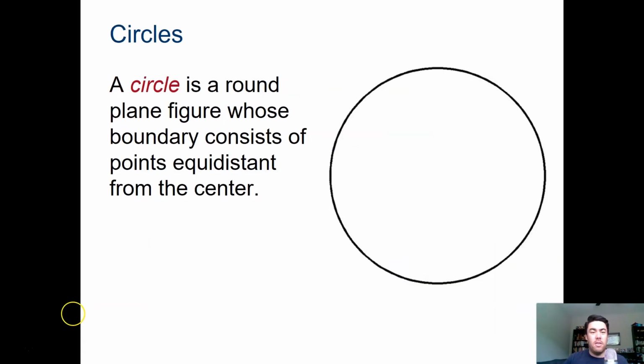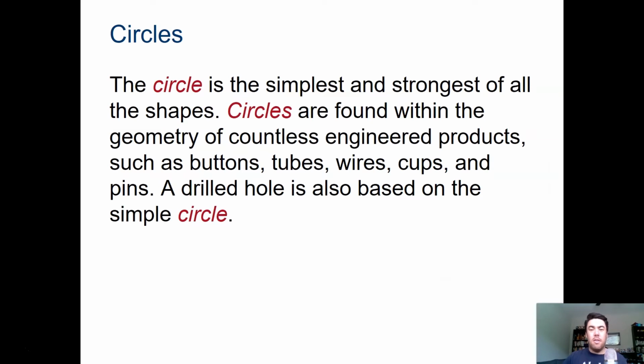A circle is a round plane whose boundary consists of points equidistant from the center. The circle is the simplest and strongest of all the shapes. Circles are found within the geometry of countless engineered products such as buttons, tubes, wires, cups, and pins. A drilled hole is also based on the simple circle. We deal with circles all the time. Look, I have a circle here in my Russell mug.